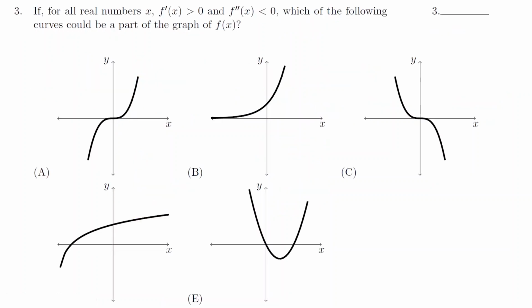This one is actually very simple. So for all real numbers, f prime of x is greater than 0 and f double prime of x is less than 0. It means that it's always increasing but concave down. So it is D.